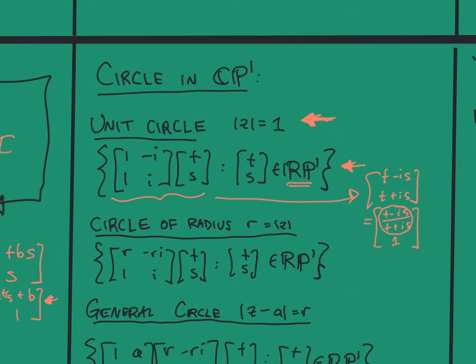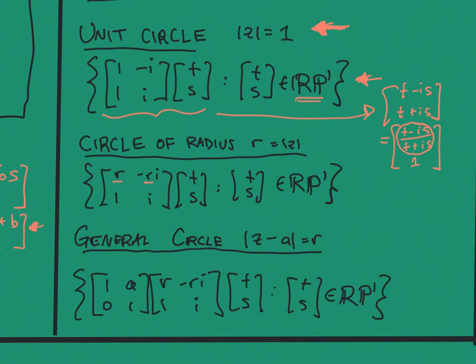And then if you want the circle of radius r, you just dilate things by the factor of r. And if you want the general case of the circle of radius r and center a, well, we take our earlier case and we translate it using one of these elementary matrices. So we get every circle in the plane represented as a line in CP1.